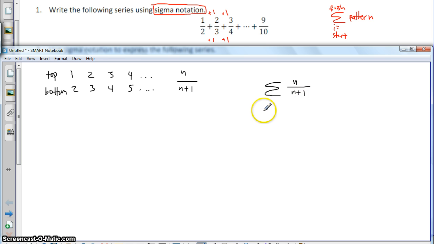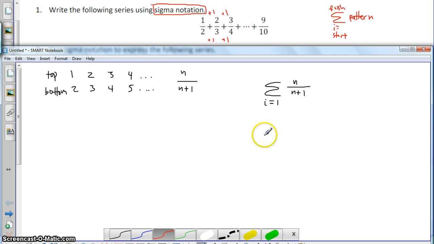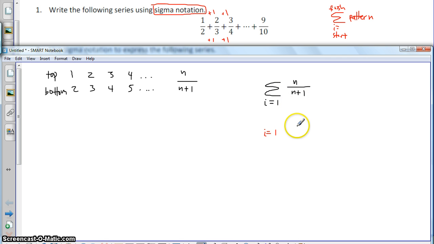Now the question is, what n value am I starting with? I already said that I'm starting with 1. I think that's the easiest one to pick. Just to double check, let's see if that actually is true. If n equals 1, I would plug in 1 over 1 plus 1, which gives me 1 over 2, which is my first term. So that's correct. The question is, where do I stop? What n value goes here?